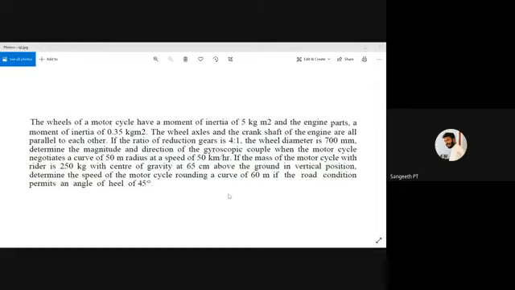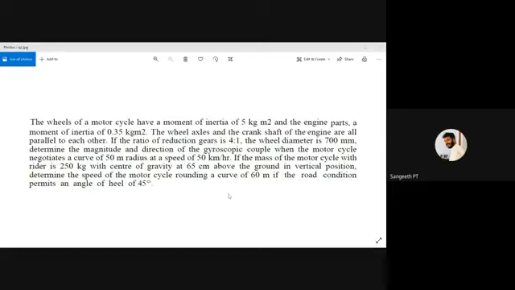Now as we move on, if the mass of the motorcycle with rider is 250 kg, m is given, with center of gravity at 65 cm above the ground, 65 cm that is the value of x, you have to convert that to meters in the vertical portion, determine the speed of the motorcycle rounding a curve of 60 meters if the road condition permits an angle of here 45 degrees. Now see, in the second part, initially in the first part the motorcycle was negotiating a curve of 50 meter radius. Now with respect to that value, you have to find out the magnitude and direction of gyroscopic couple.